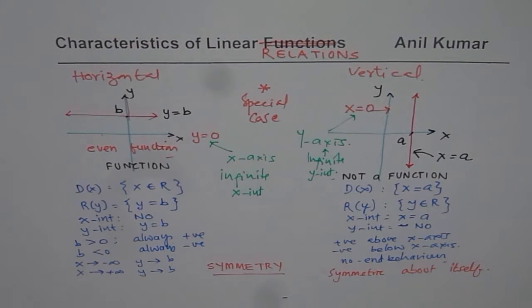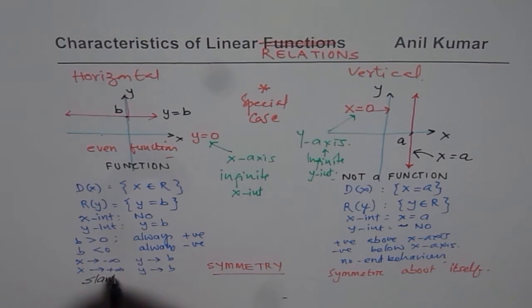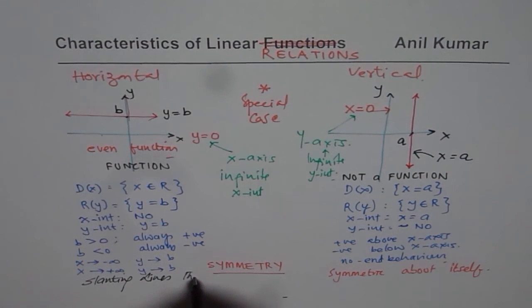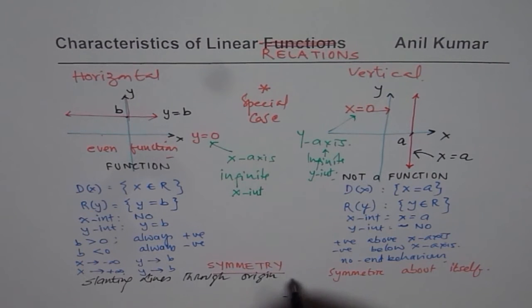So that is the kind of symmetry these lines have. The slanting lines do not have any symmetry unless they go through the origin, right? So when we are talking about slanting lines, let me put it here: slanting lines through origin have odd symmetry.